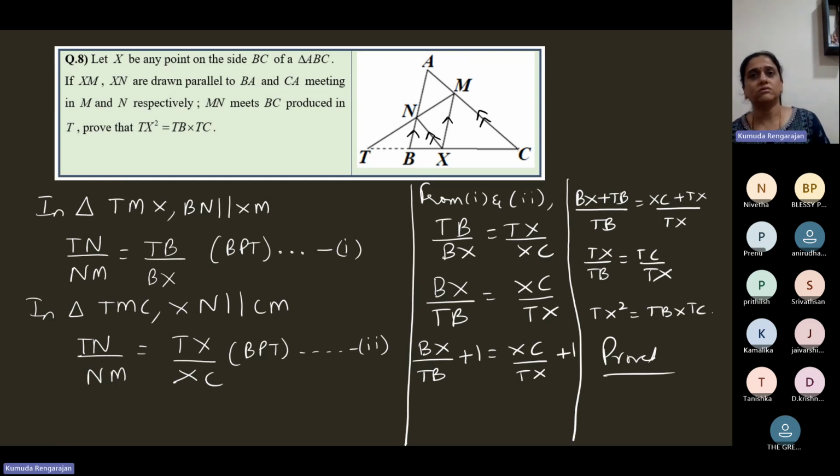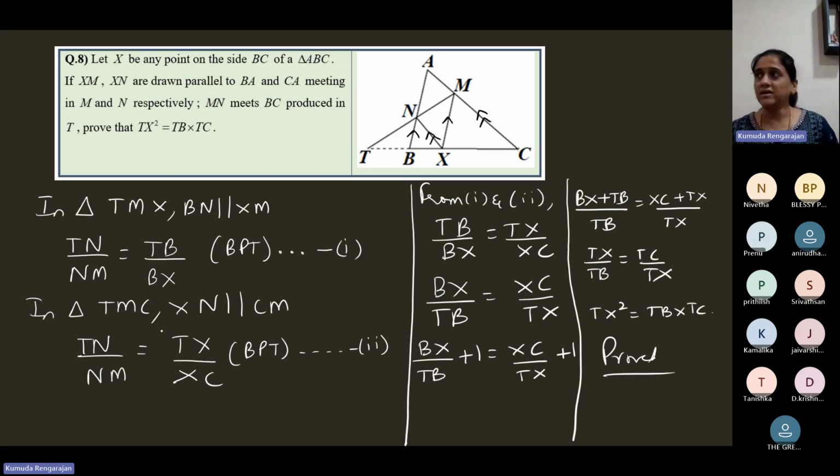Easy, right, children? Again, I repeat, the important thing is identifying the two triangles. The two triangles that you take up should have a common side, like your TM is completely common to both the triangles. That is very important. And then those parallel lines, it's not that those two line segments mentioned should completely be in the triangle. Not like that. Any part of the lines can be there or the full lines can be there. Any part is also okay.